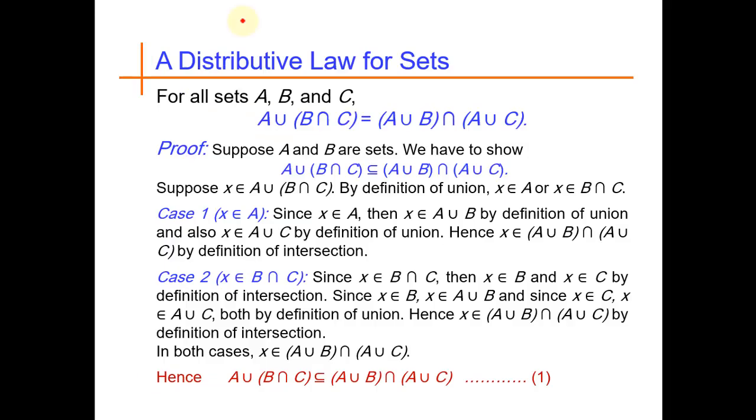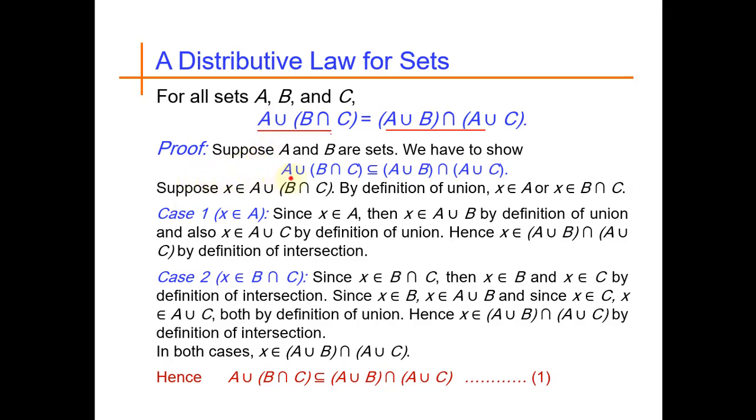Now we prove a property of distributive law of sets for all sets A, B and C. This distributive property holds. This is union over intersection. Now what we need to show is that this equality holds, and for this we need to show that the left hand side is a subset of right hand side, and the right hand side is also a subset of left hand side. So that's how we show an equality between two sets.